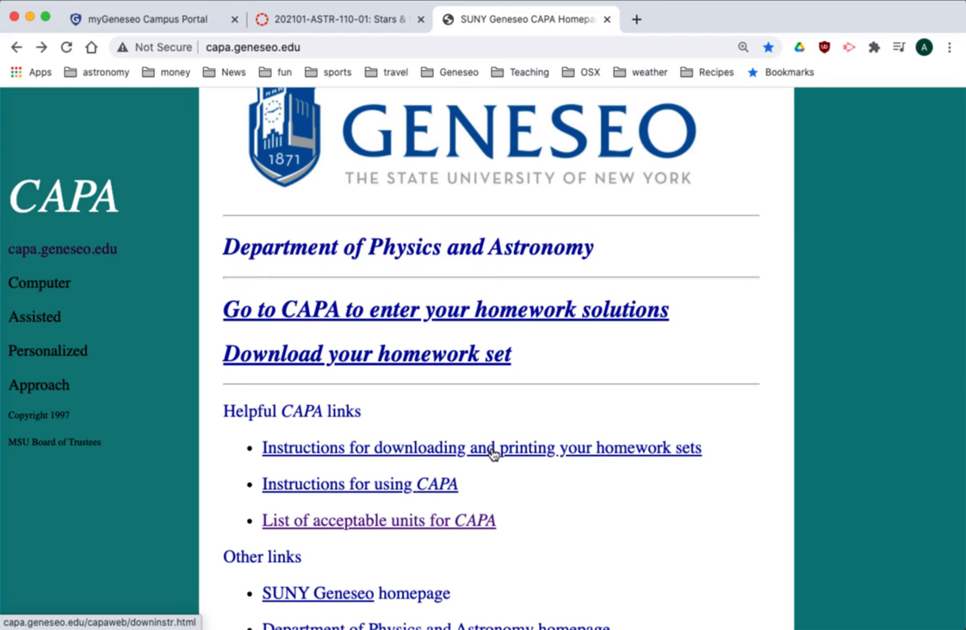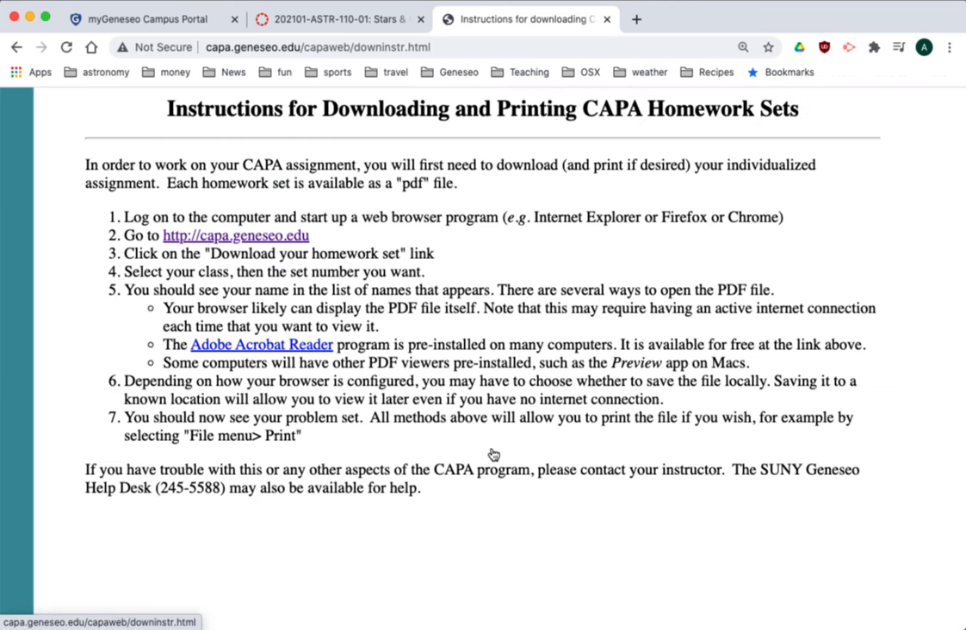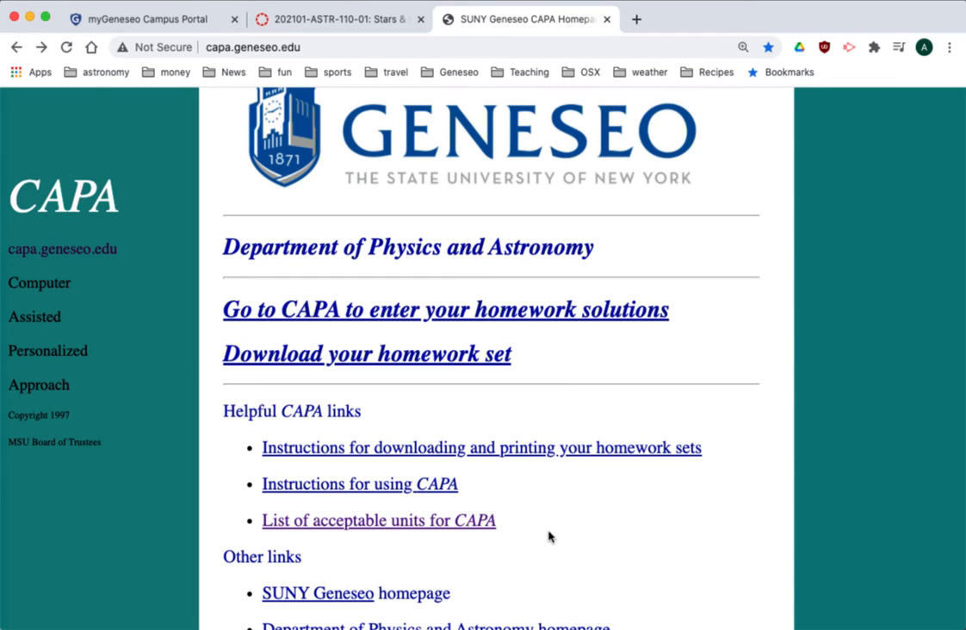There are instructions for downloading and printing your homework sets. I don't think this is going to be a problem. Basically, go to CAPA, click on download your homework set. But if you're having problems, there's a page here that can walk you through it. If you can't read a PDF file, it will show you how to do it.